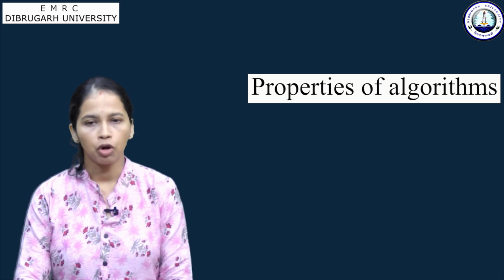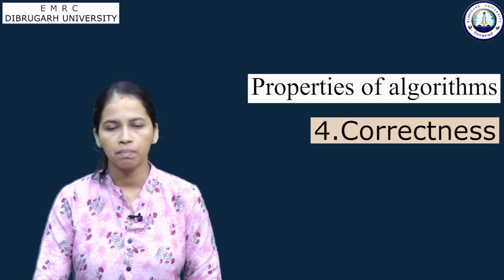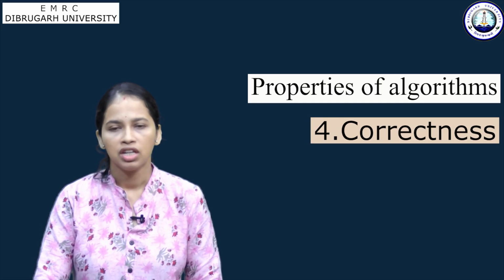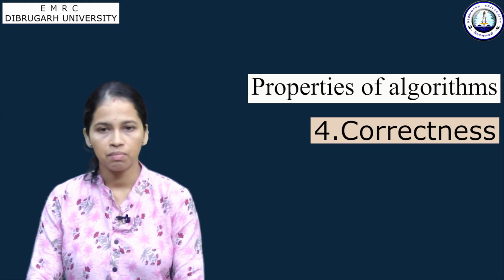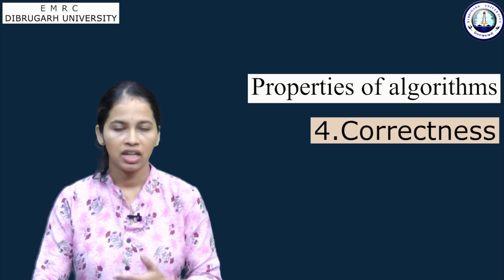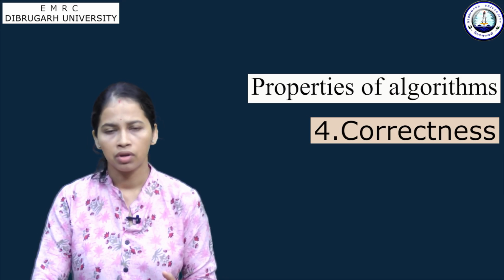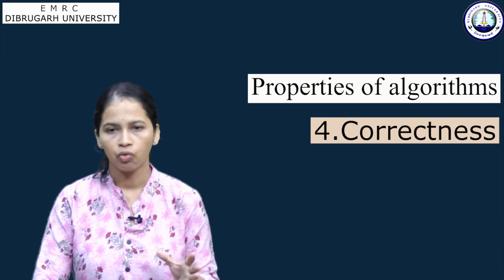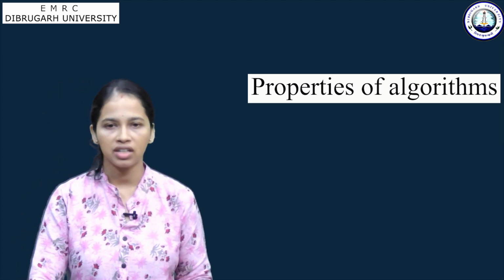The next property of the algorithm is correctness. For whatever purpose you have written the algorithm, it should give the correct output. For example, if you are following particular steps to bake a cake and you are getting an output that is not a cake, then it will not be an algorithm. So, you have to define the instructions in a very well formed manner so that they will produce the correct output.